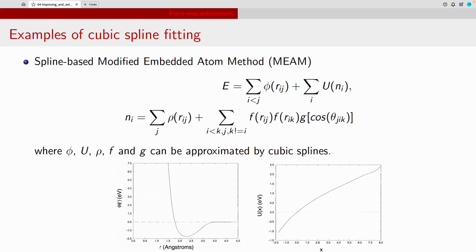This is actually quite commonly used in the literature. For example, if you are modeling materials, there's an atomic force field called the modified embedded atom method. People have used cubic splines, smoothing splines, to fit the coefficients of your modified embedded atom method, using cubic splines to represent these two functions f and g.